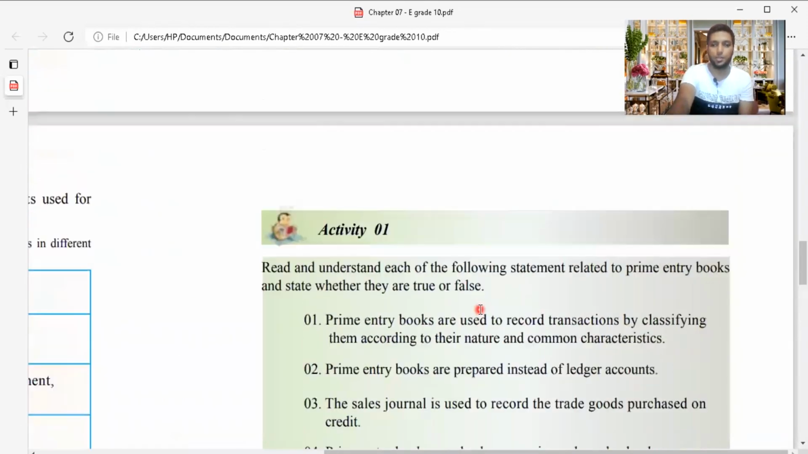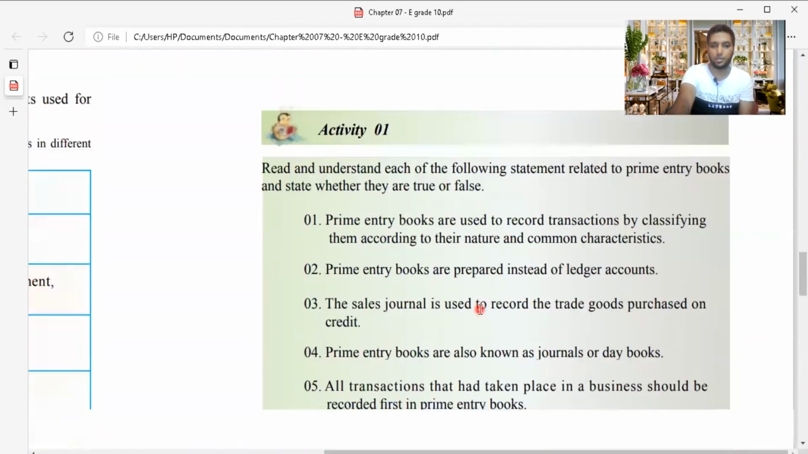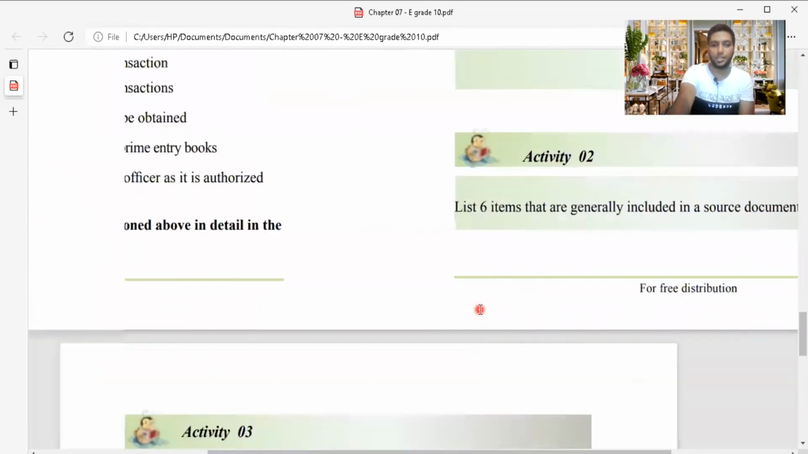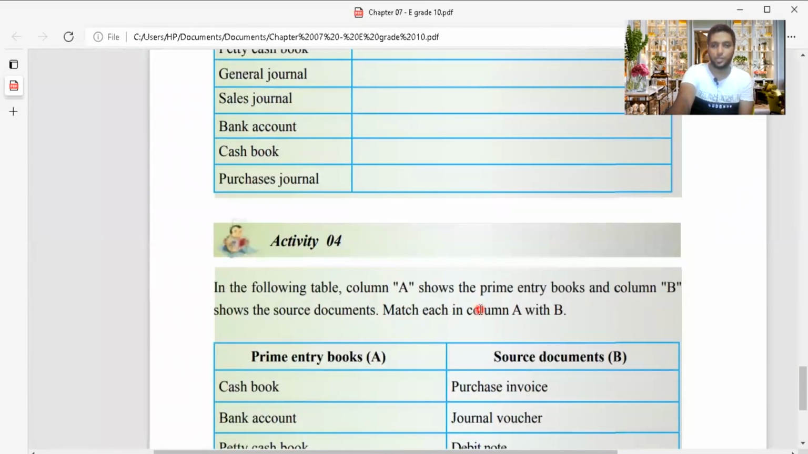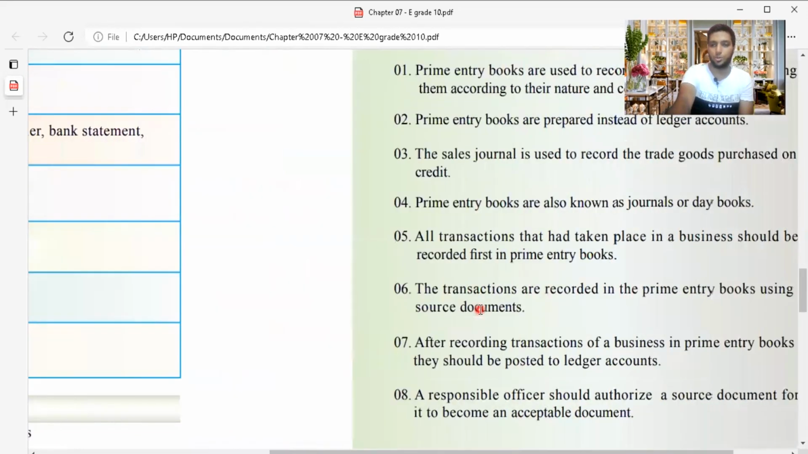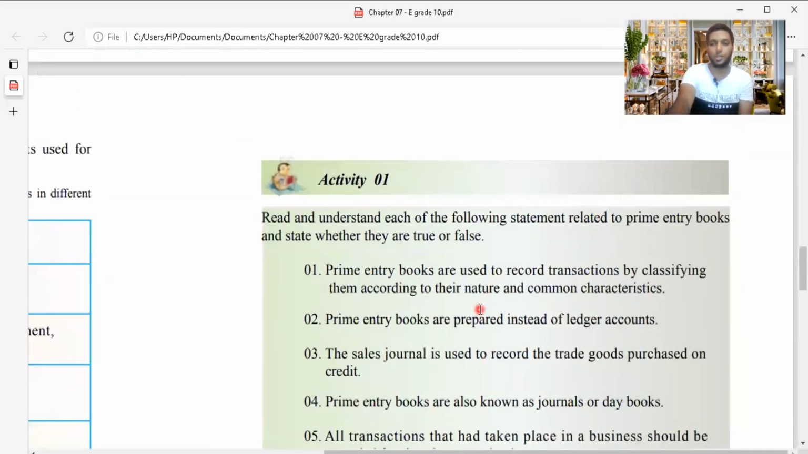Then we move on to page number. Yeah, I think that's all. Well, guys, that's all. I have done your chapter. As you guys were asking me to upload these videos, I'm uploading.